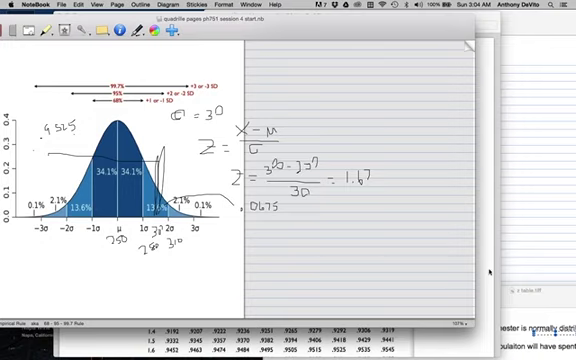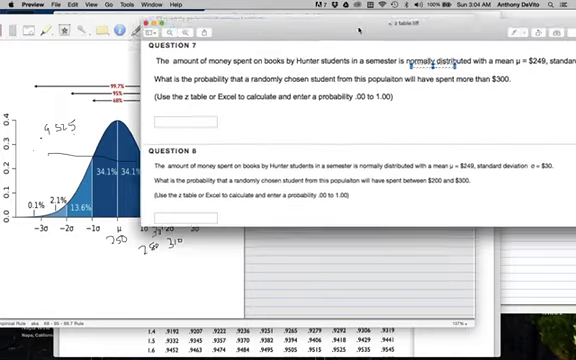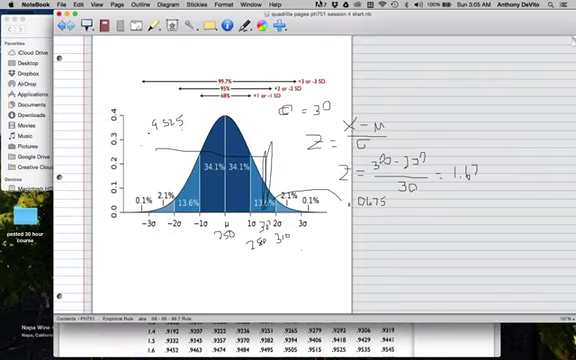Right? So we can use the z-table and our understanding of normal distribution to solve a problem like this. Let's take a look at it from another perspective. What's the probability a randomly chosen student spent between $200 and $300? Okay, so how might we solve that problem? Well, $200 is going to be roughly the same amount below here, right?